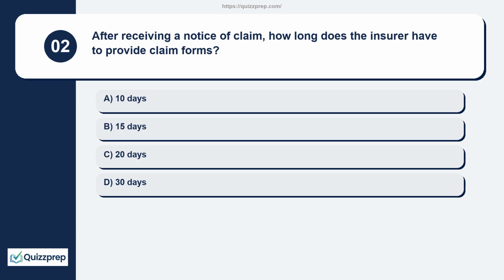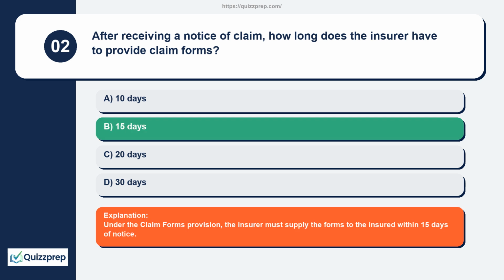Question 2. After receiving a notice of claim, how long does the insurer have to provide claim forms? 10 days, 15 days, 20 days, 30 days. Under the claim forms provision, the insurer must supply the forms to the insured within 15 days of notice.